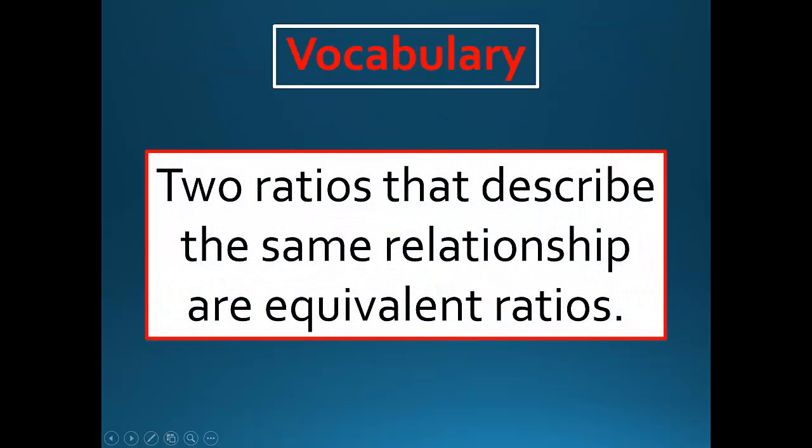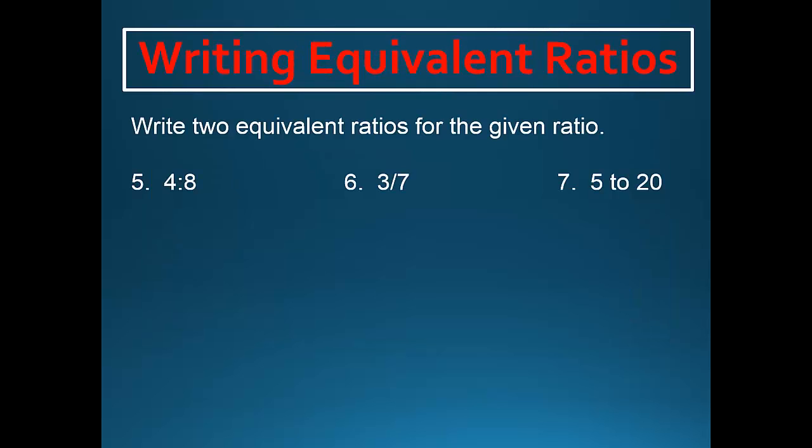Two ratios that describe the same relationship are equivalent ratios. So now we're going to look at writing equivalent ratios. Write two equivalent ratios for the given ratio. For number 5, we have 4 to 8.